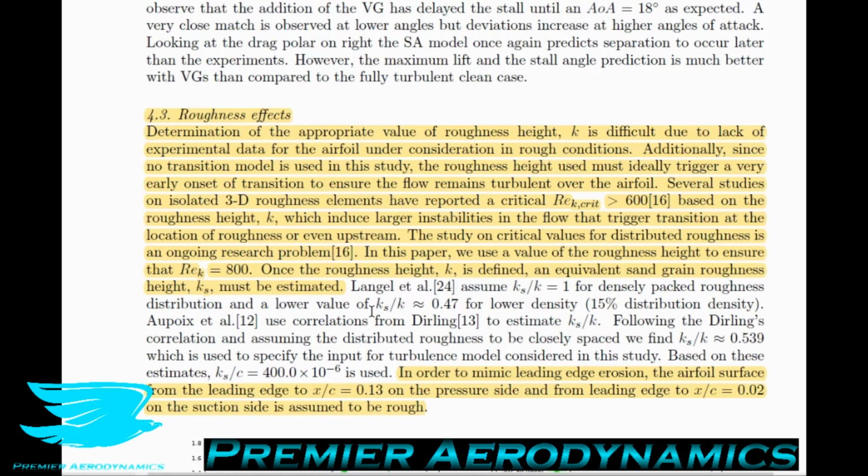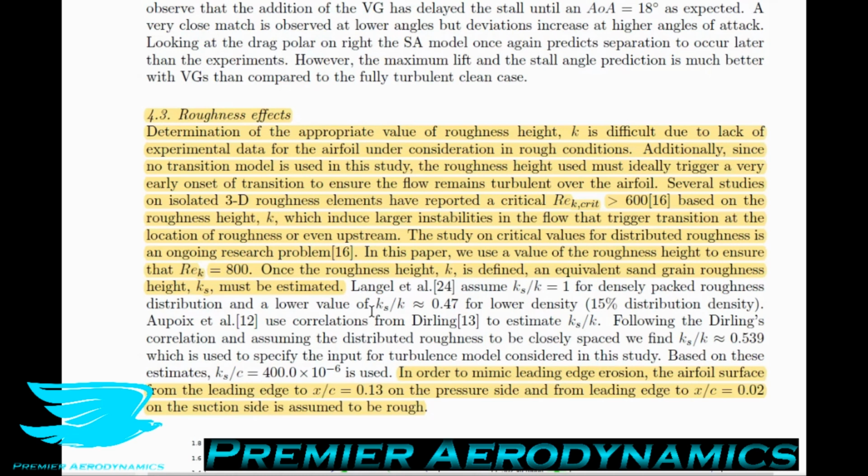So what they want is a surface roughness which is so large that it will result in a turbulent boundary layer very close to the leading edge, if not the entire airfoil. So what they've found is if you have a Reynolds number based on the surface roughness height of 600 or more, then you'll get turbulent boundary layers forming from pretty much the leading edge of the airfoil. So that's what they're looking at doing. They say in this paper they use a value of surface roughness height to ensure that the Reynolds number based on this surface roughness height is 800, so even higher than 600.